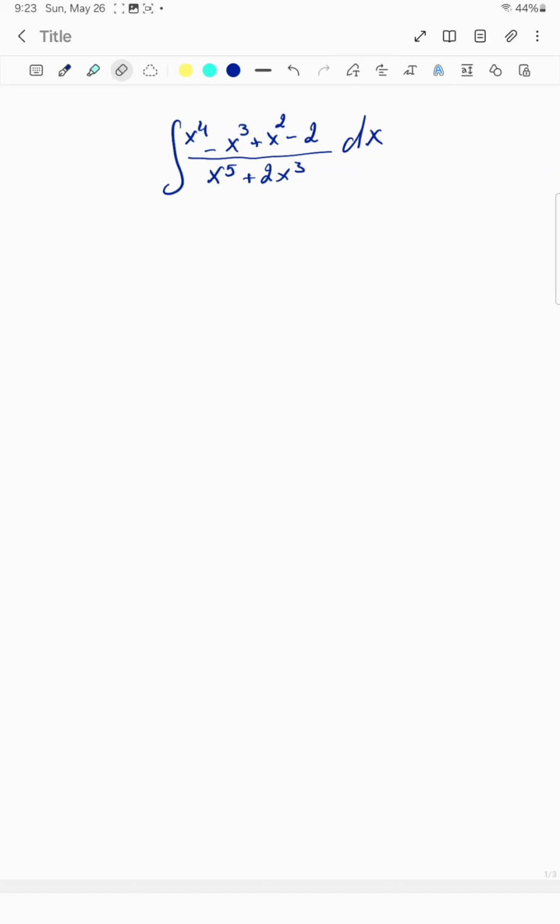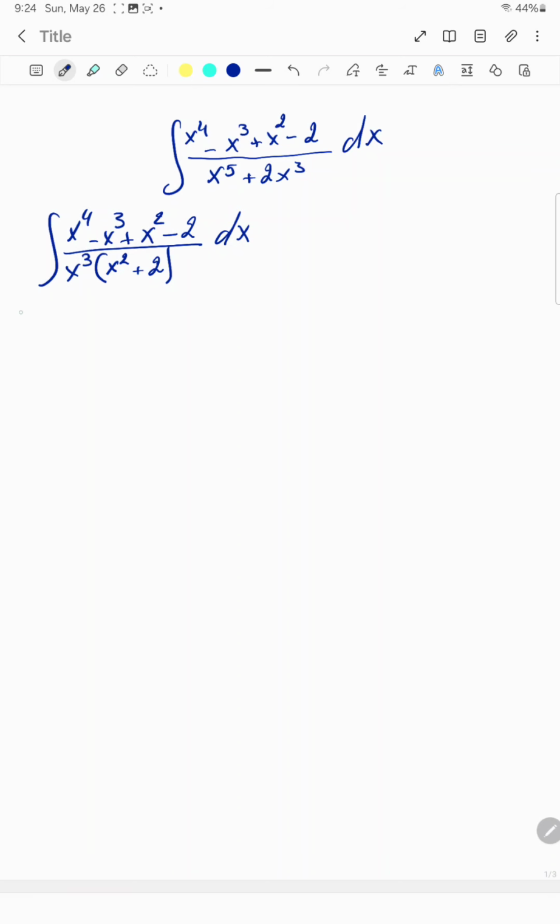But before doing that, I realized that I can factor out x to the power of 3 in my denominator. So let's do that first, and then we do the decomposition. So that integral becomes the integral of x to the power of 4 minus x to the power of 3 plus x to the power of 2 minus 2, divided by x to the power of 3 times x to the power of 2 plus 2, dx. And now I can decompose it into partial fractions.